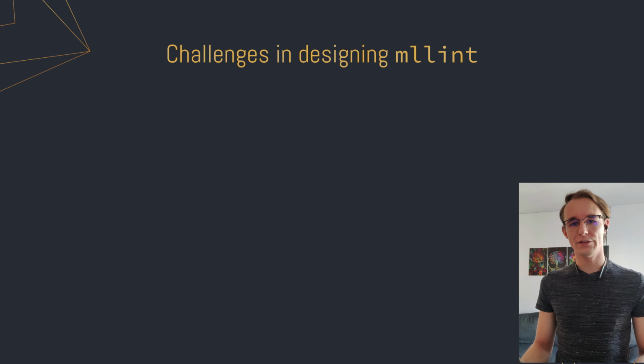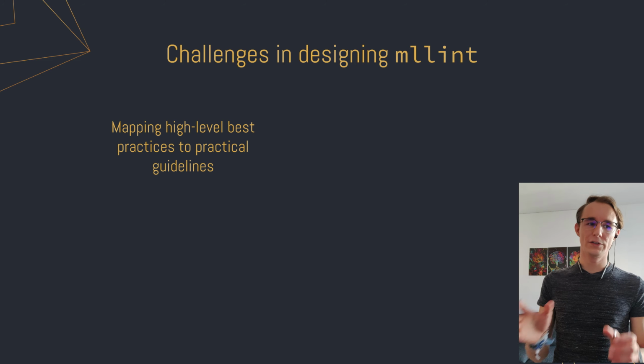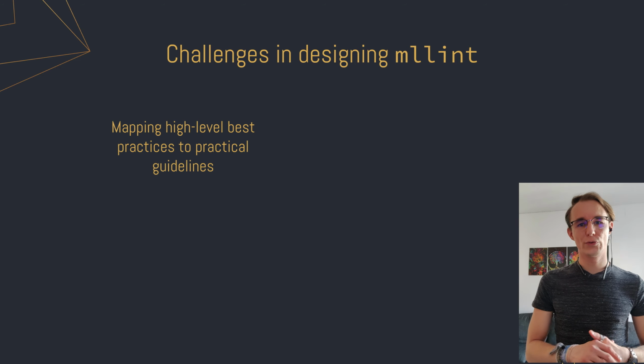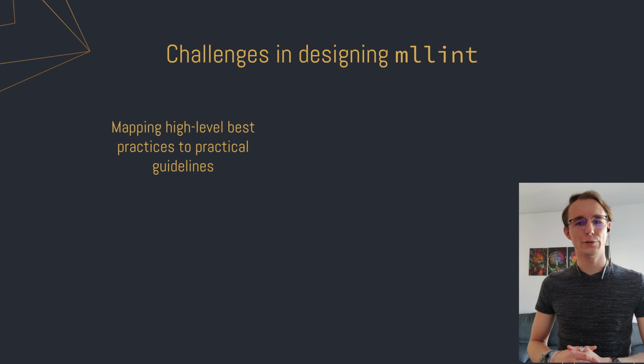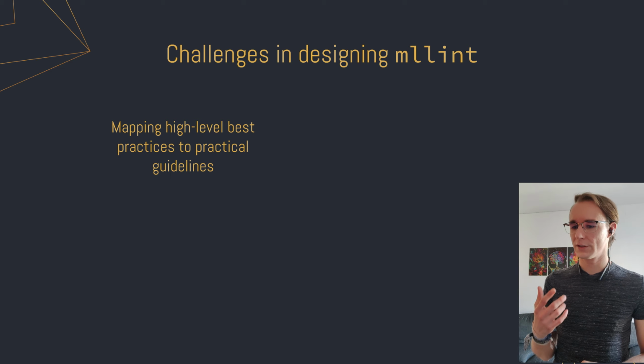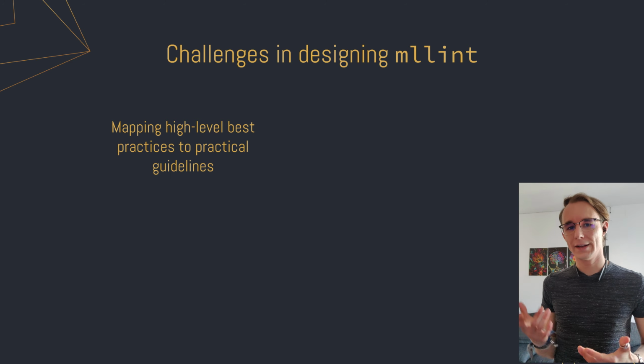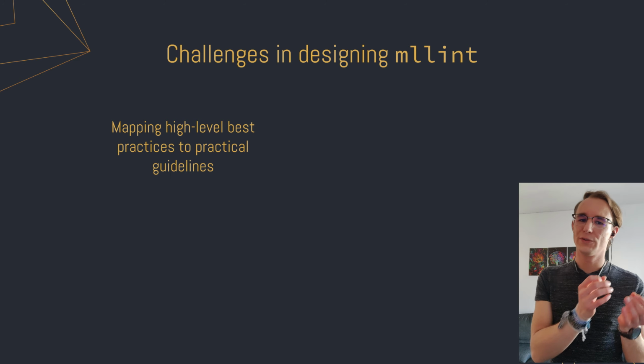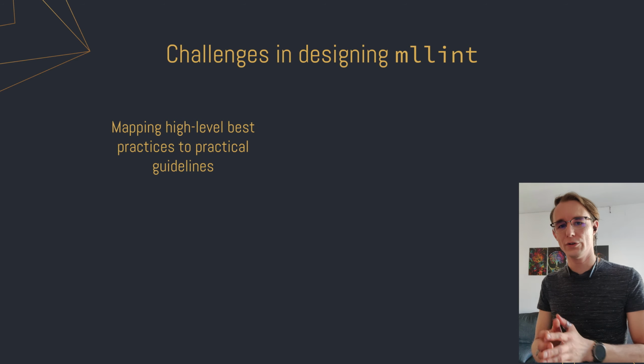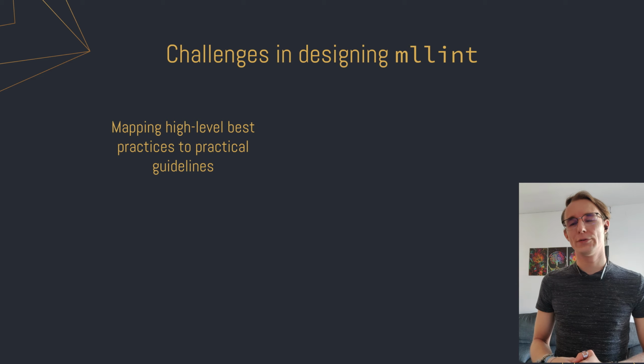Now, there were a number of challenges in designing mllint. The first being SE4ML and Google's rules for machine learning have a bunch of best practices, but these are rather high level. For example, one of them says that you should use static analysis. Well, sure, but which static analysis tools should we use, and are there specific rules that we should enable or should not enable or should not care about?